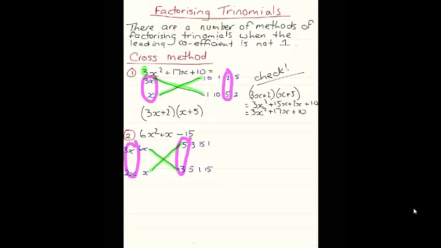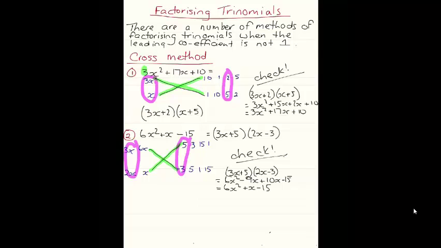So the factors of 6x squared plus x minus 15 are 3x plus 5, remember we go across, and 2x minus 3. Now again, check. So when I multiply those two factors out, I get back to the expression I started with, and I know that I have factorised correctly.